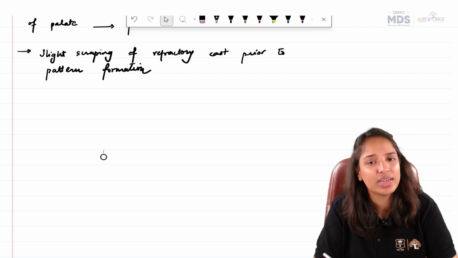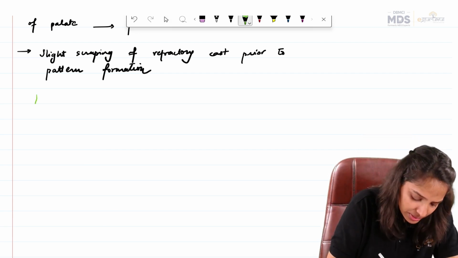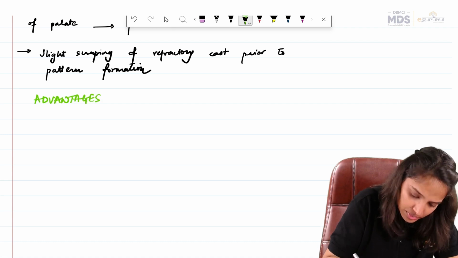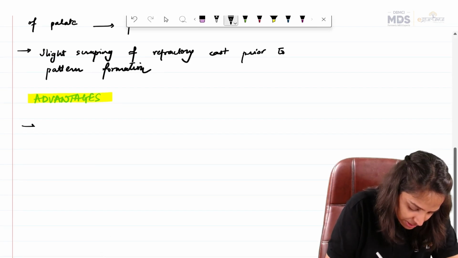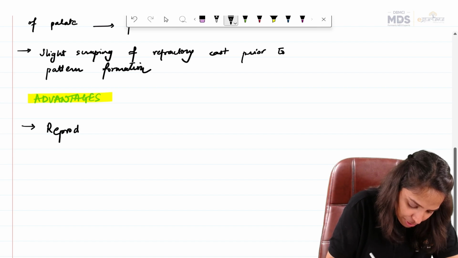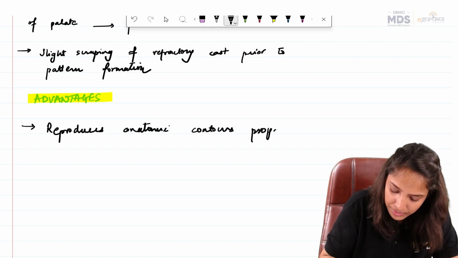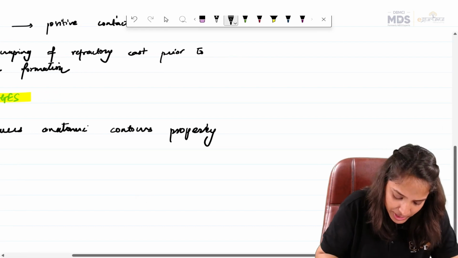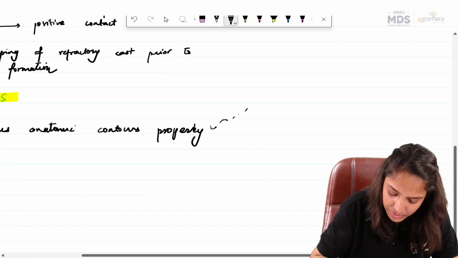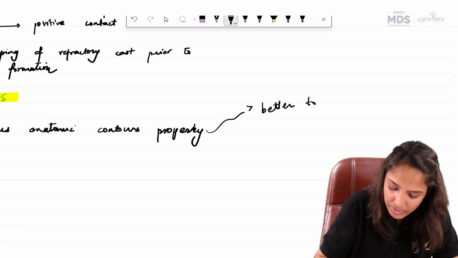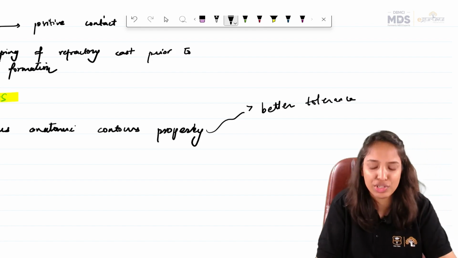Now let us look at the advantages of what a complete palate is. The first advantage is that it reproduces anatomic contours properly. Thereby, this will help with better tolerance and a foreign body sensation is avoided.